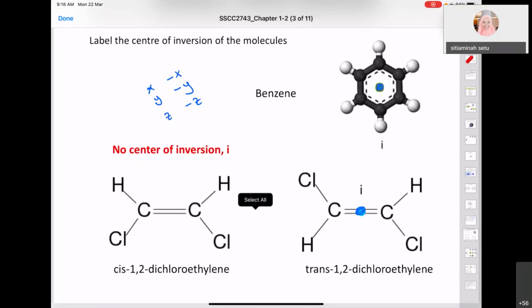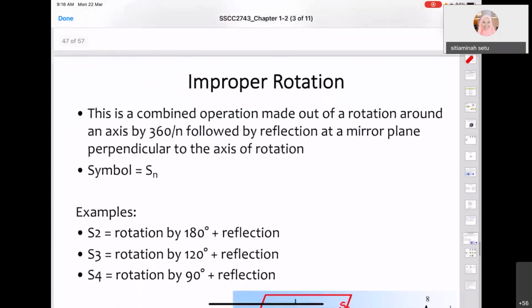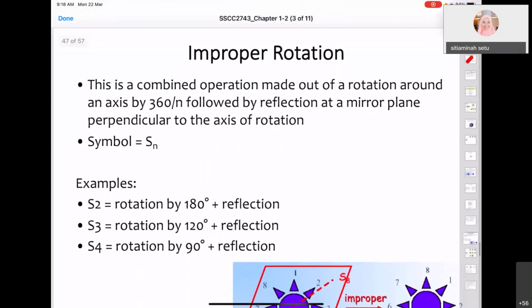Okay, so kalau dia move pada satu sudut, contohnya sudut kat sini 120, dia akan move kepada negatif 120 degree. Negatif, berlawanan arah, tapi distance dia masih sama. So that's why this has no center of inversion. Right. So the last one, improper rotation.